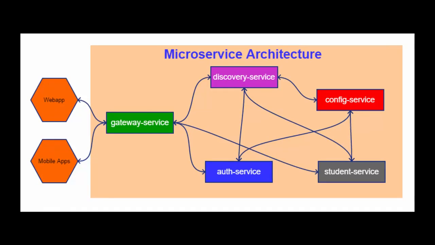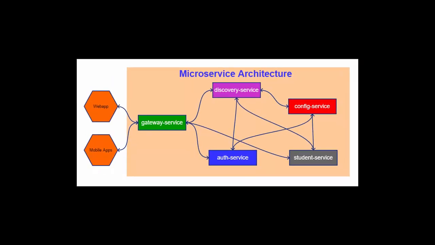Please look at this picture. Throughout this tutorial series we are going to implement this kind of sample application. It has all the major building blocks of microservice architecture: discovery service, config service, auth service, and student service. Now we have successfully developed production-ready discovery service. In the next video, we will show you how to create production-ready config service.